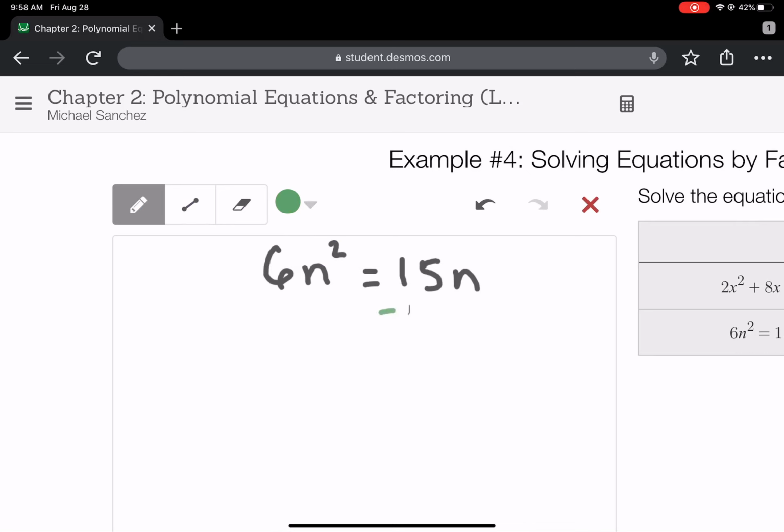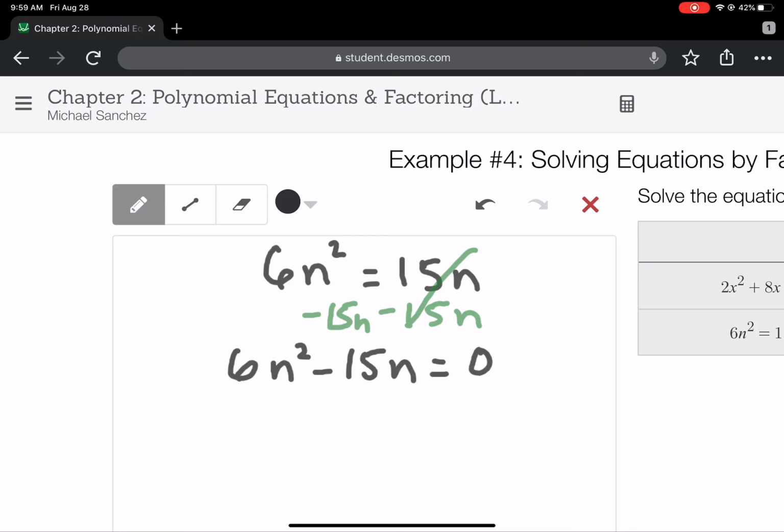So I'm going to go ahead and move this 15n to the left. I'm going to subtract it because it was positive. That removes it from this side. So then I'm going to have 6n to the power of 2 minus 15n is equal to 0. So now I've moved one term to the other side, and now I have both of my terms together, equal to 0. So now I can solve this equation, but I don't have it in factored form, right? I have an exponent, and it's hard to solve a polynomial equation when there's exponents. So I'm going to go ahead and factor this out.